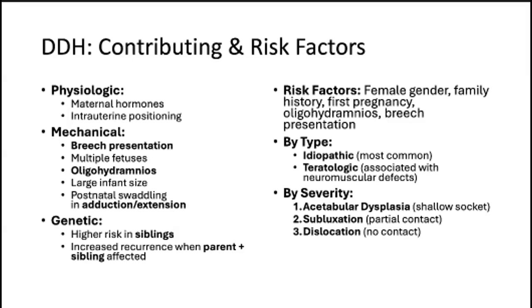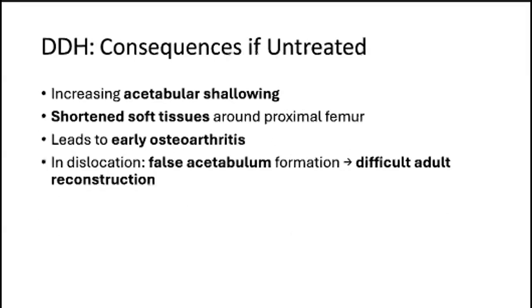So the severity, if we have acetabular dysplasia, this is the mildest form. The femoral head is properly located, but the acetabulum is shallow or underdeveloped. In subluxation, we have partial contact only between the femoral head and the acetabulum. It maintains contact, but not well seated within the hip joint. And then dislocation, which is the most severe form, there's no contact between the femoral head and the acetabulum, and this leads to a complete displacement.